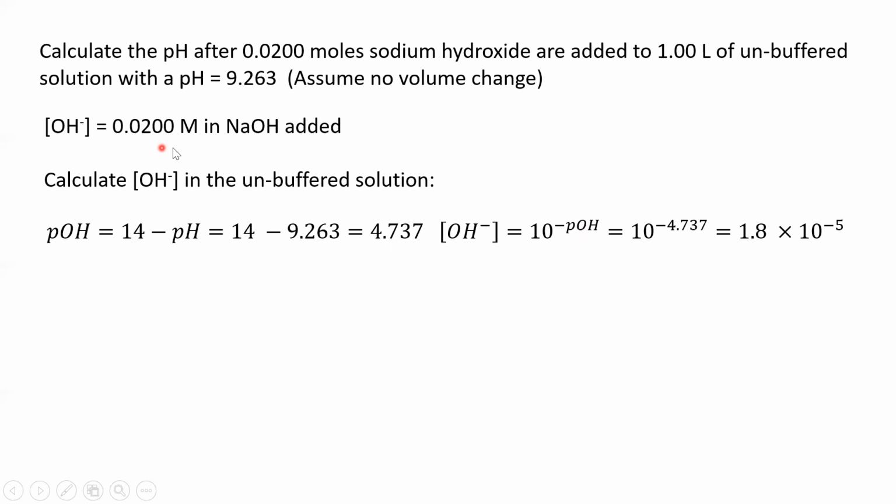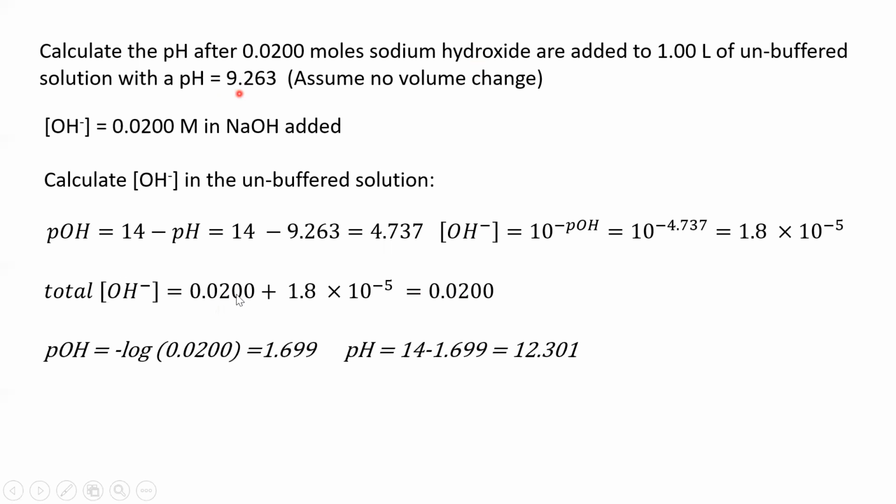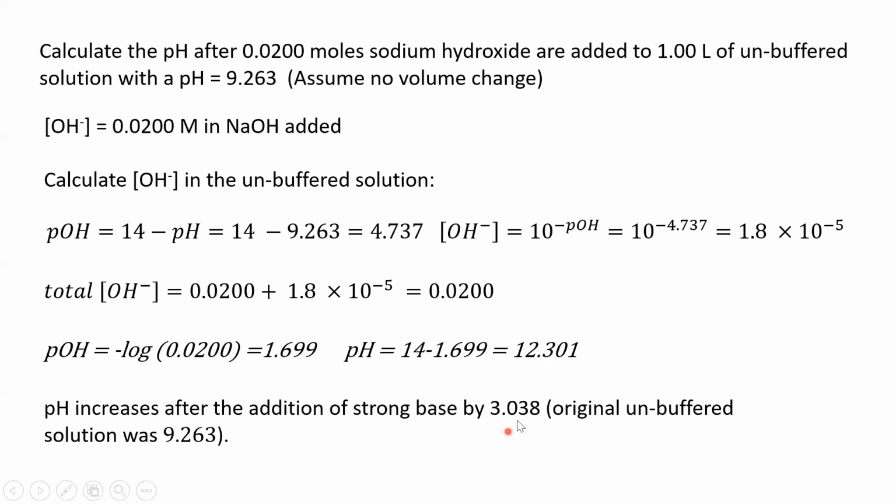Now, we have hydroxide from the sodium hydroxide, and we have hydroxide from the unbuffered solution we're adding it to. So the total hydroxide ion concentration is going to be the sum of the two. But 1.8 times 10 to the minus 5 is insignificant relative to 0.0200. So the hydroxide is coming from the sodium hydroxide, not from the unbuffered solution. So the pH is going to go from 9.263 up to 12.301.